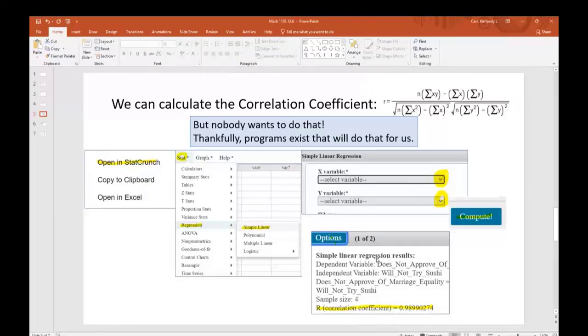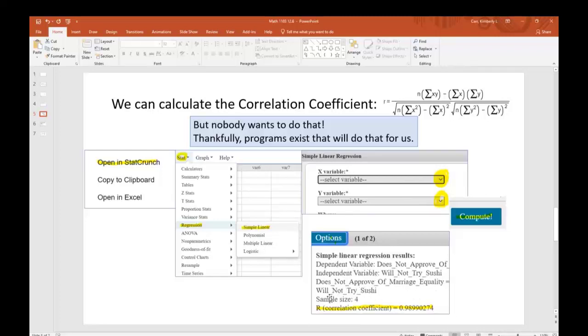Then you will get a display that's kind of like I've got here, and you can actually read what I put in. This was to see if there was a correlation between people who do not approve of marriage equality and will not try sushi. The sample size was 4, so it's a ridiculously small sample. It also is kind of ridiculous to look for the correlation like that, because who even cares if you do or don't try sushi and what relation that is to not approving of marriage equality.